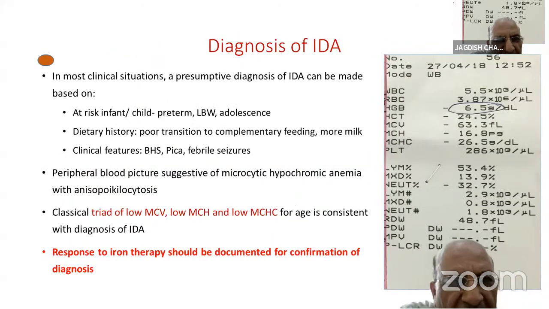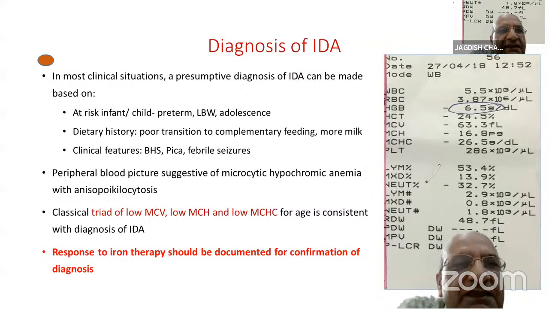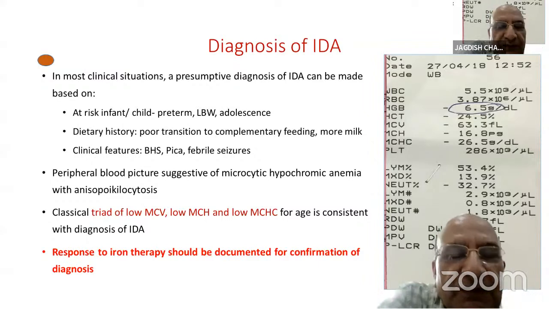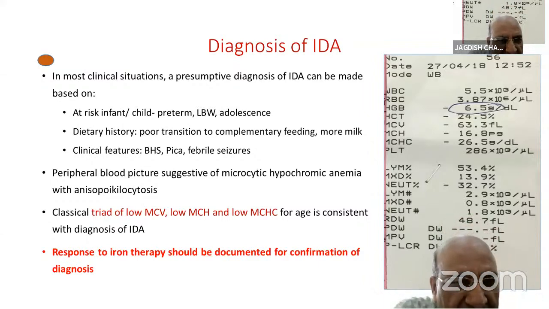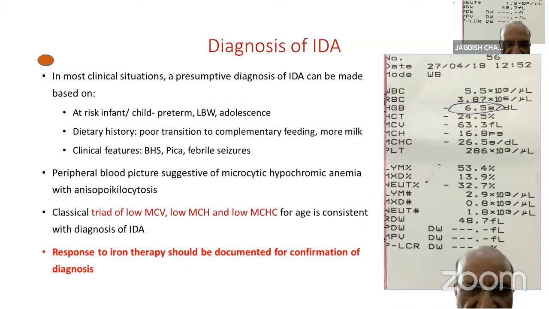So, what are those in most clinical situations? That is the infant who is at risk, or children, that is preterm, low birth weight, and they are not supplemented, adolescents, dietary history shows poor transition to complementary feeding, more milk being consumed, and clinical features suggesting iron deficiency, that is breath holding spells, pica, and febrile seizures. Then you have a PS which shows microcytic hypochromic anemia and a triad of low MCV, low MCH, and low MCHC for age is consistent with the diagnosis of iron deficiency anemia.